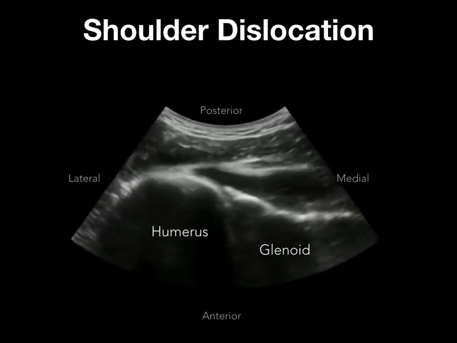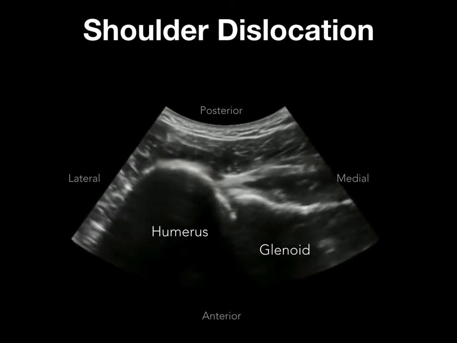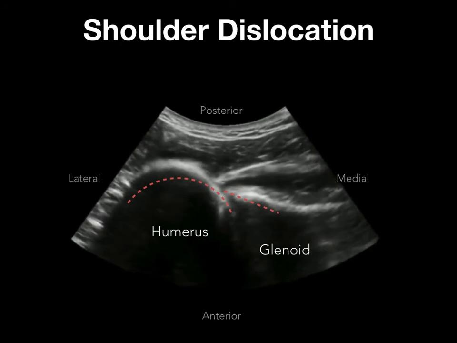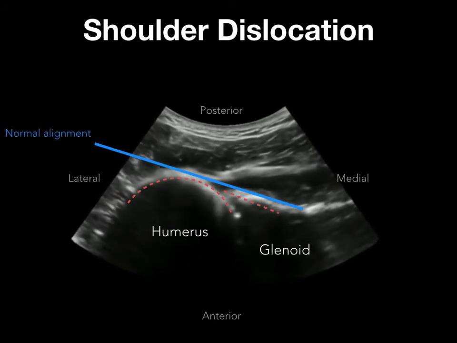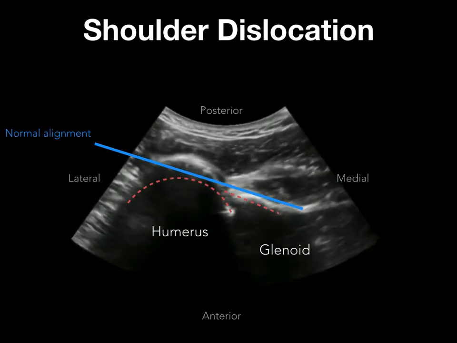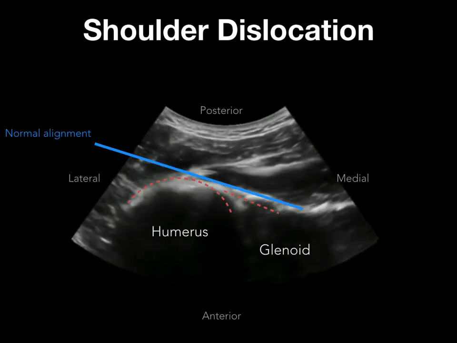So now let's move on to shoulder dislocation. As discussed earlier, notice how well the humeral head articulates with the glenoid. We can draw that normal alignment line straight across the glenoid and see that the glenoid and the humerus are at approximately the same level.